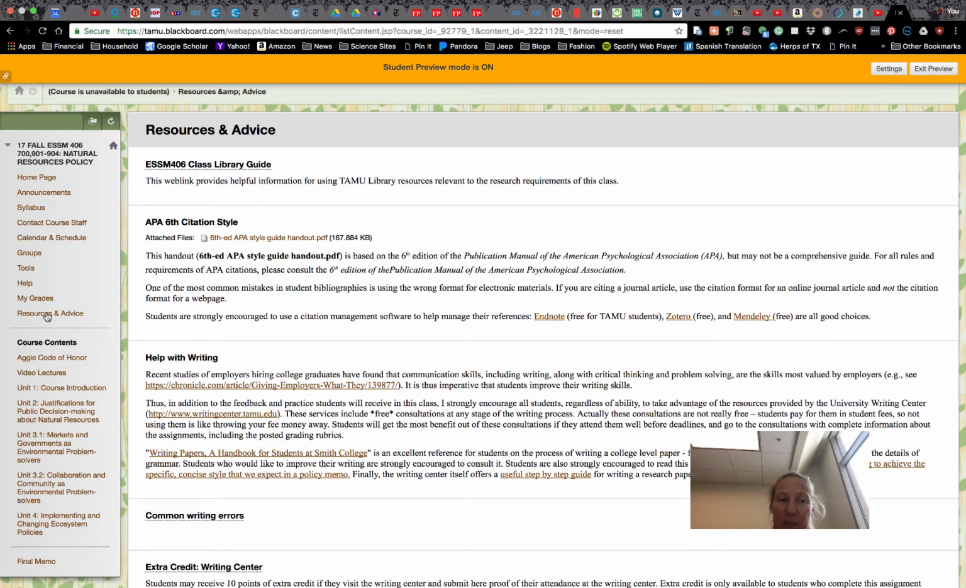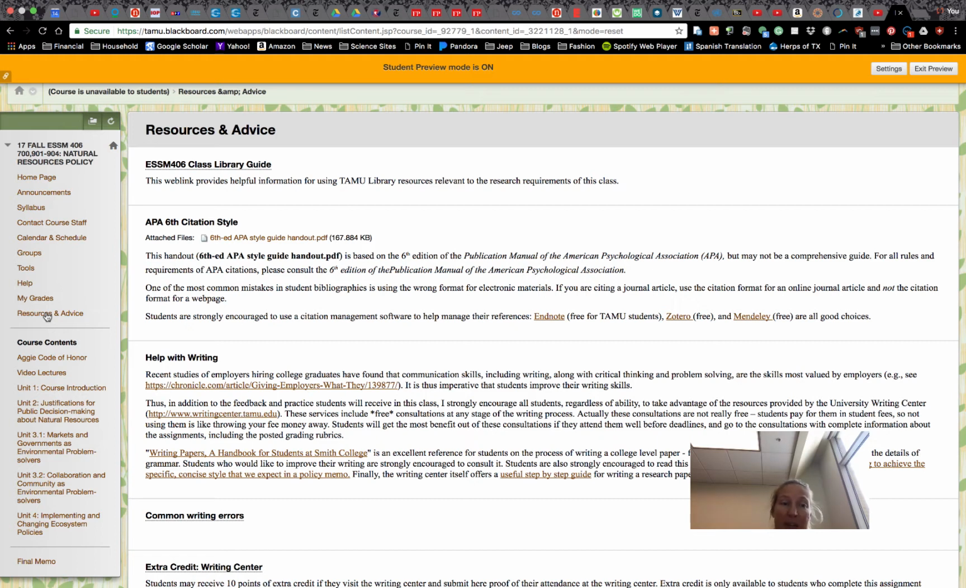Finally, we have the resources and advice. We put this together for you so you would have a lot of different resources to help you during this course. There's a class library guide where you can find out about the Texas A&M library and what you need that can help you in this class.